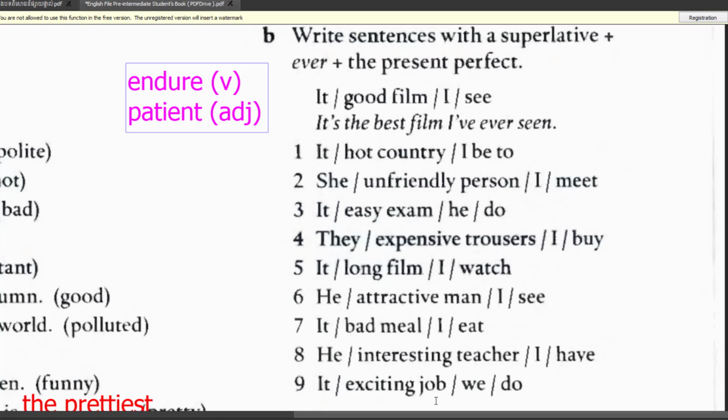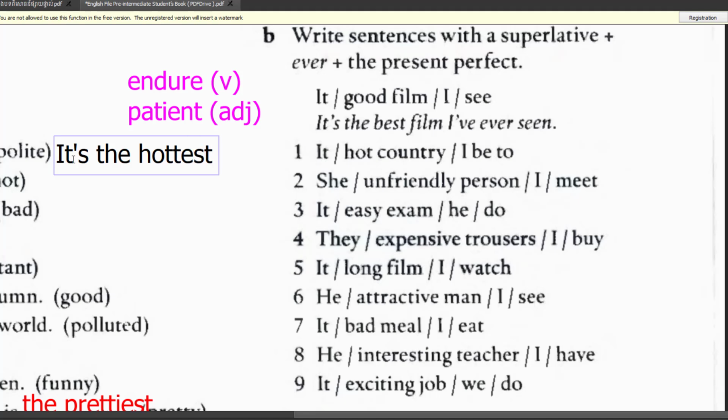Now number 1. It is the hottest country I ever been to. Okay, it's the hottest country I've ever been to. Okay, like this.